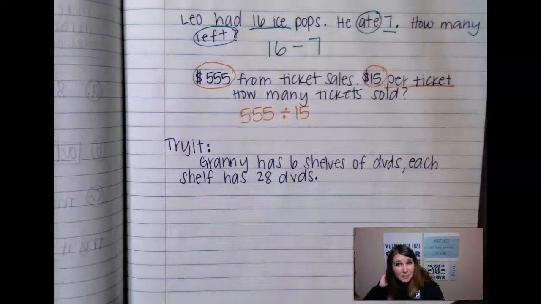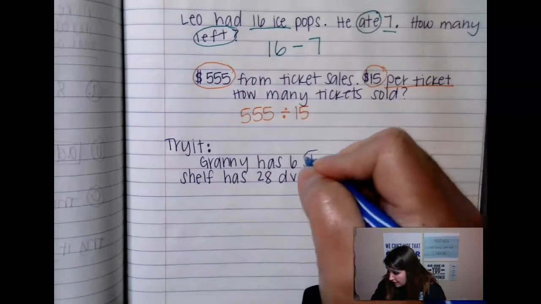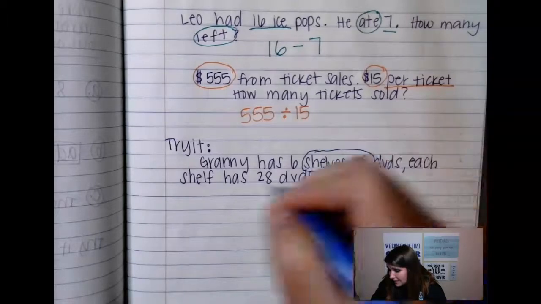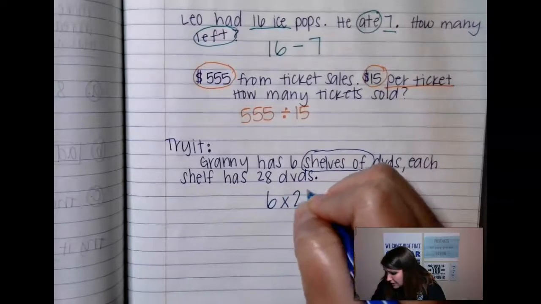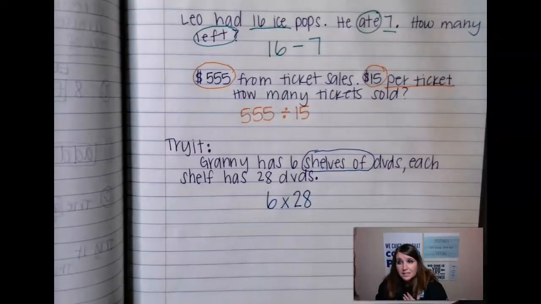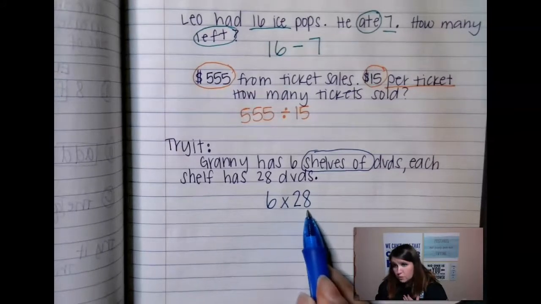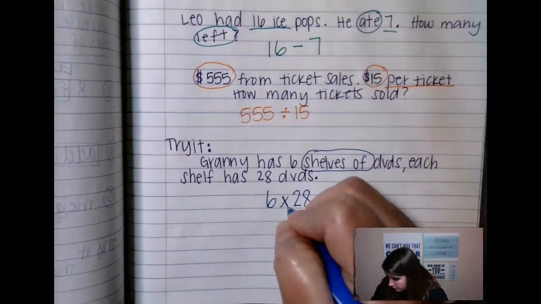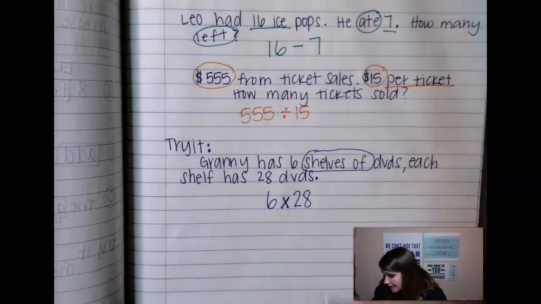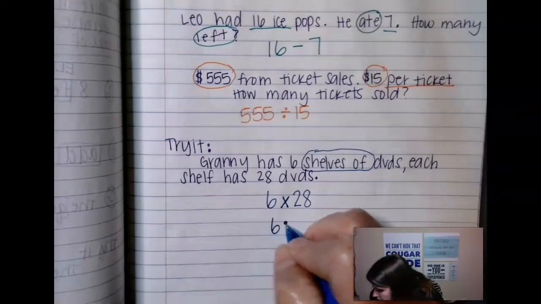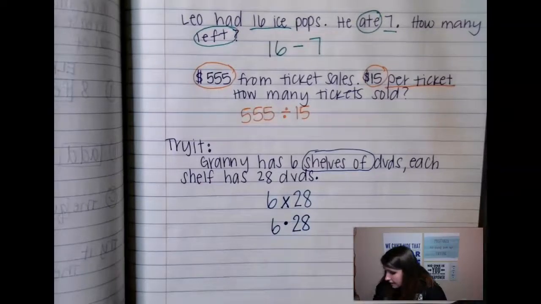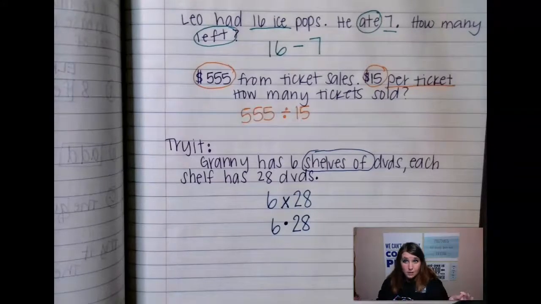This sounds to me like groups of, and I know groups of is like multiplication. So Granny has 6 groups of 28. But I probably don't want to use an X as we're moving into algebra. So I'm actually going to rewrite this and say 6 groups of 28 and leave it like that. I'm not solving it because I just wanted a numerical expression. I don't need to solve it.